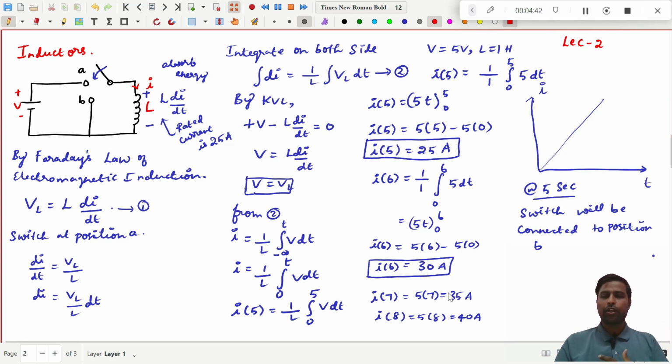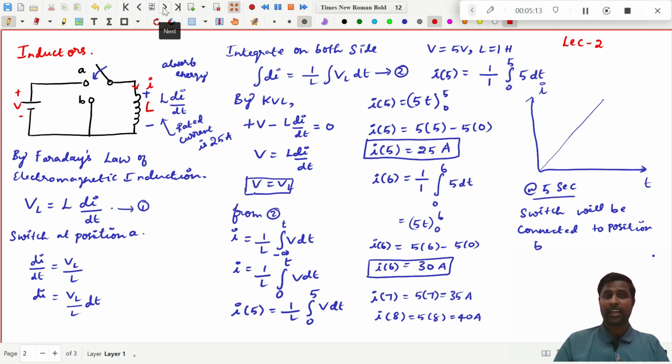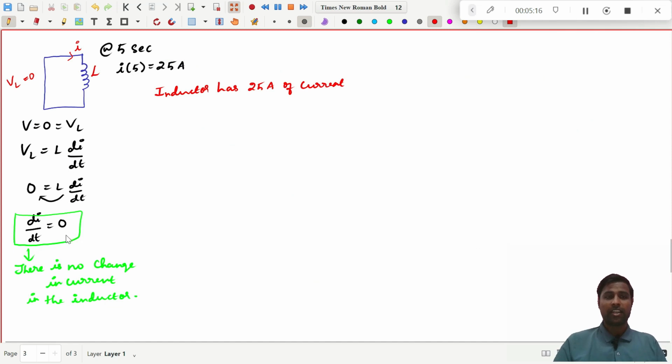So what I have told you, after 5 seconds you should stop the increase of current in the inductor. Why? Because the rated current of this inductor is 25 amperes for me. I have considered this inductor will carry up to 25 amperes, right? So you have to stop at 25 amperes, and what I am doing there, I'm not removing this voltage source. Instead, I have short circuited this inductor. If I short circuit this inductor at 5 seconds, there is no change in current.